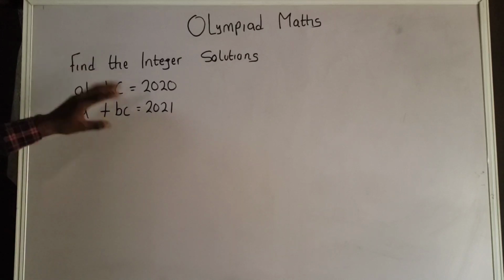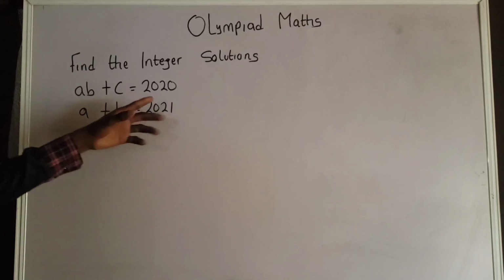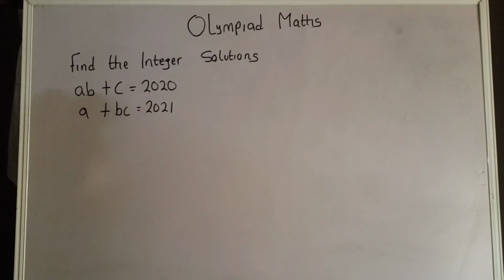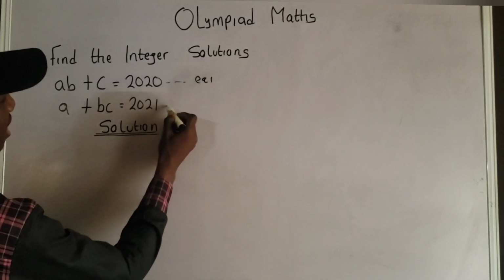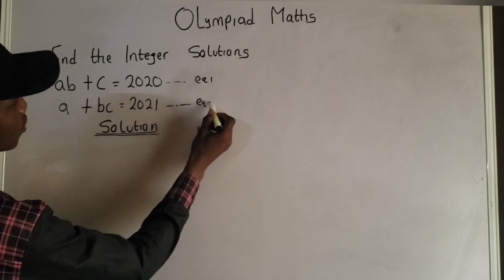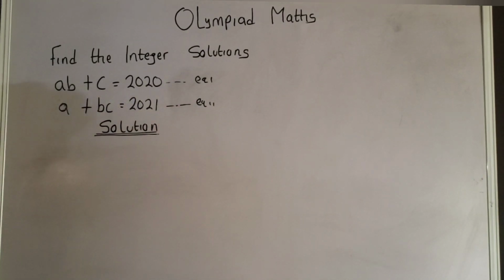We have to find the integer solution of AB + C = 2020 and A + BC = 2021. Let me call this equation 1 and this equation 2.